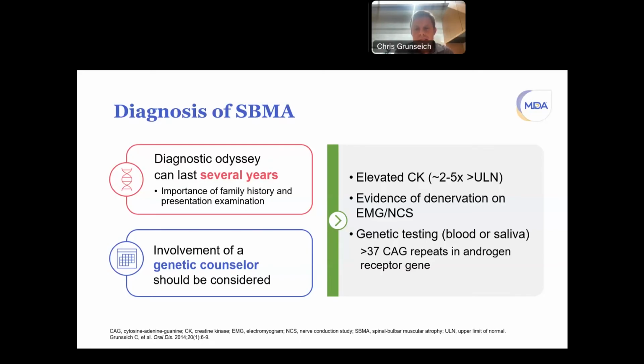And the test will look at the CAG repeat expansion in the androgen receptor gene. And again, if that repeat is over 37, then that is diagnostic for the condition. Next slide.